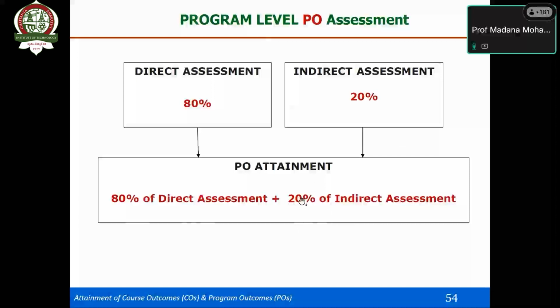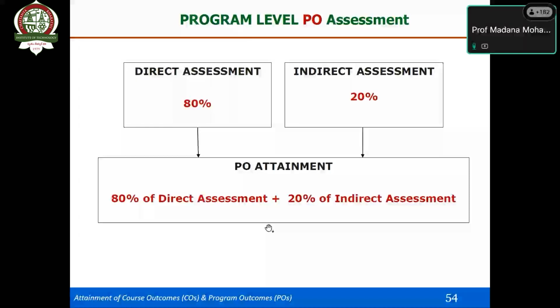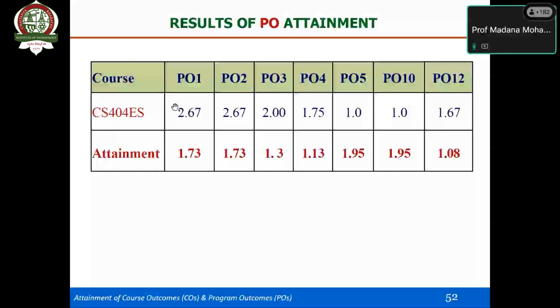But for the particular course, we can't do this. For all the courses of the particular program, after obtaining their attainment values, only then is it possible to do. But individual course-wise, you can get the direct assessment value only. Here, whatever values you obtain, 1.73 and so on to 1.08, these are all direct attainment values of that particular course PO-wise. With this you can consider 80%, then 20% for the indirect attainment.